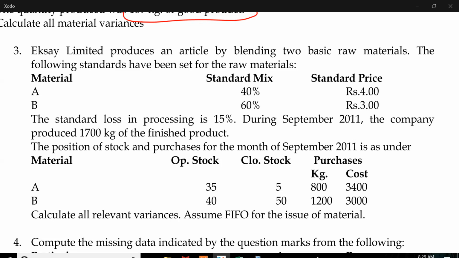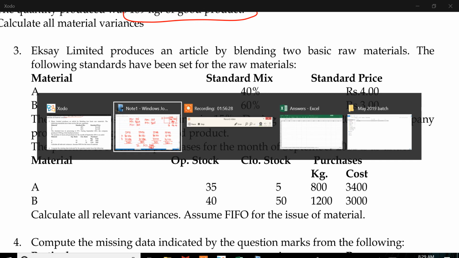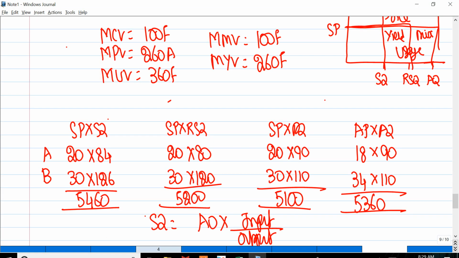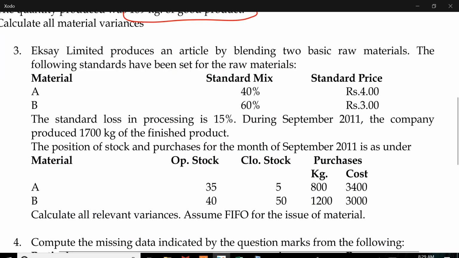Okay, let's start. Again, it's a two material problem. So we'll first write the chart, get the computation table, and then fill the table and then get to the various formulae. There are going to be new extra adjustments here. They have finally said assume FIFO for the issue of material. What is the relevance of that? I'll explain as I proceed.